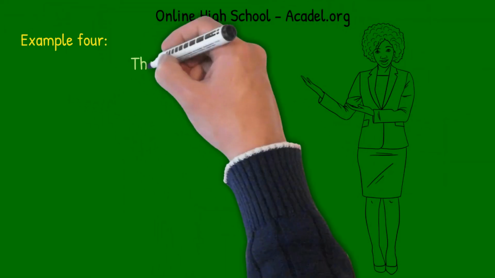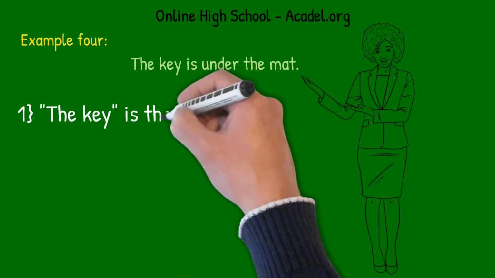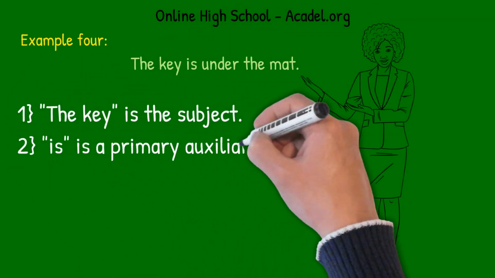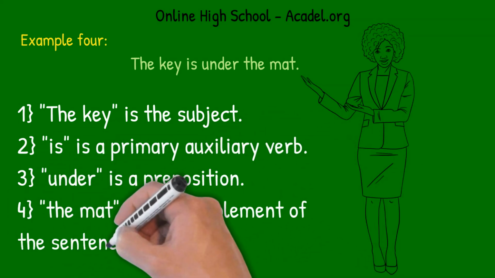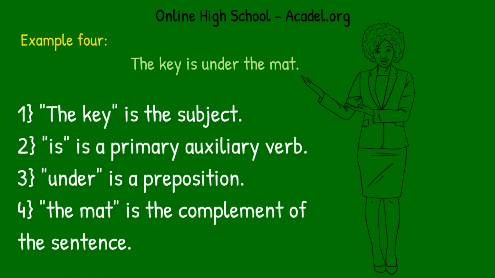Example 4. The key is under the mat. The key is the subject. Is is a primary auxiliary verb. Under is a preposition. The mat is the complement of the sentence.